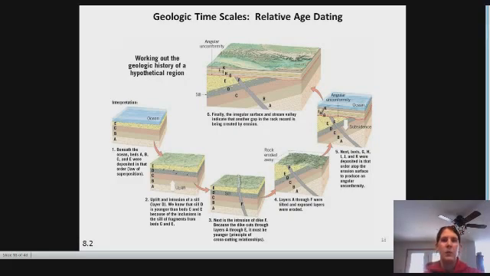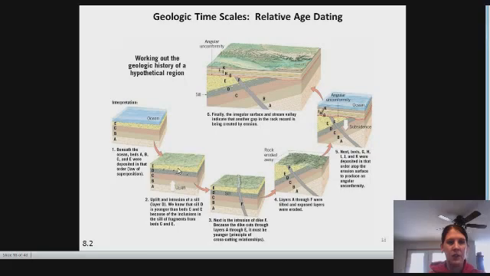So we use this relative age dating to work out the geologic history of regions. This is just looking at a hypothetical region. Here we've got our initially horizontally deposited sedimentary beds, A through E, that are deposited in order based on the law of superposition.